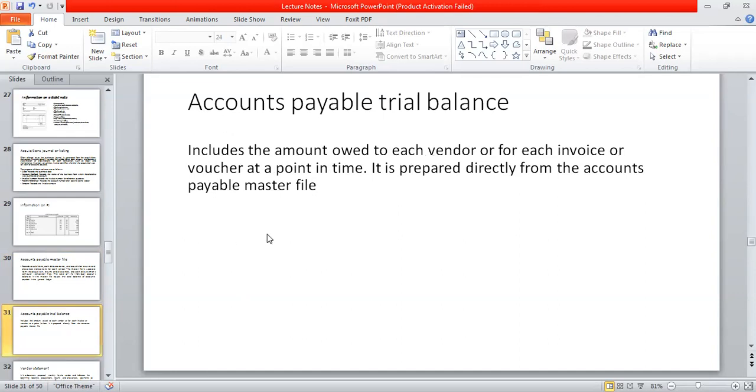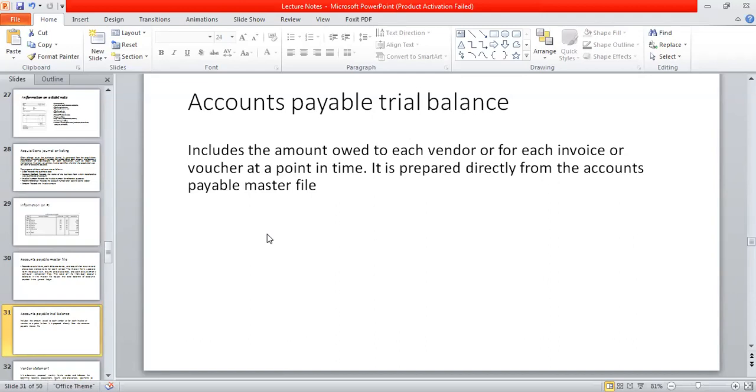Another document is the accounts payable trial balance. This includes the amount owed to each vendor for each invoice or voucher at a point in time. It is prepared directly from the accounts payable master file. So from the master file, the company can prepare the trial balance, which lists specifically the credit amount for each and every vendor.